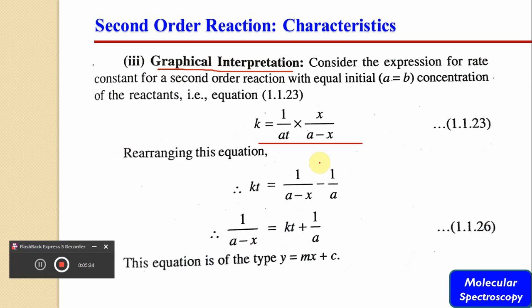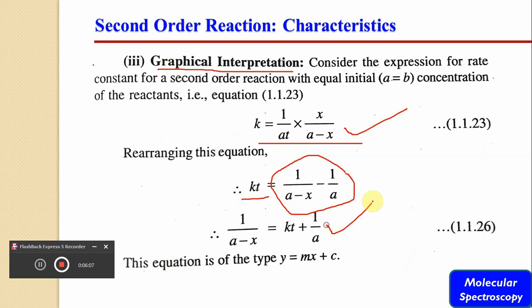If we rearrange this equation, I will transfer this t on this side, and kt is equal to 1 upon a minus x minus 1 upon a, because after solving this whole bracket, you will again get this. So both the terms are exactly identical, only we have rearranged this equation. After simplification, I will write this equation as 1 upon a minus x is equal to k into t plus 1 upon a.